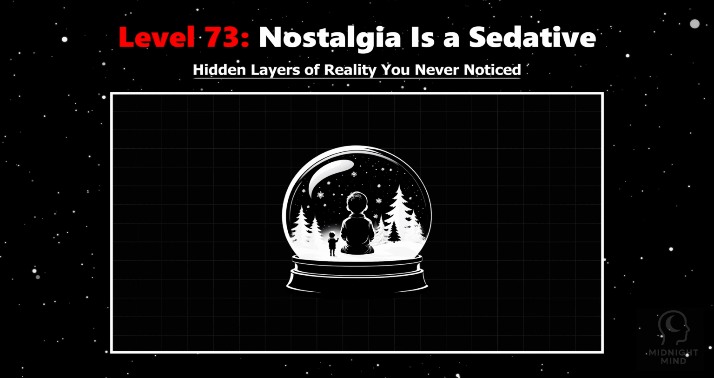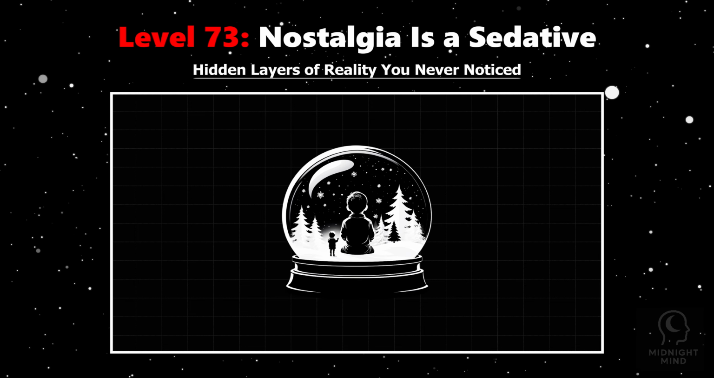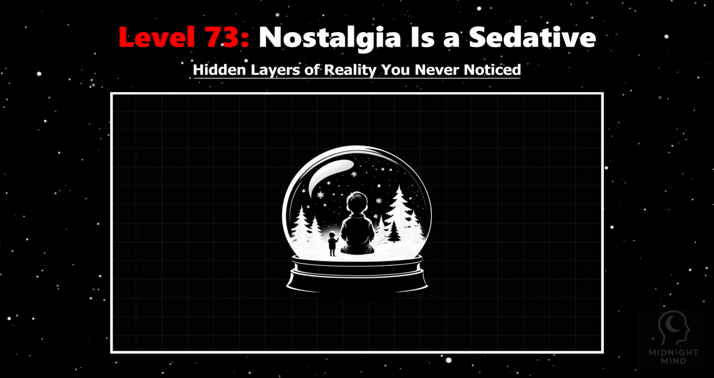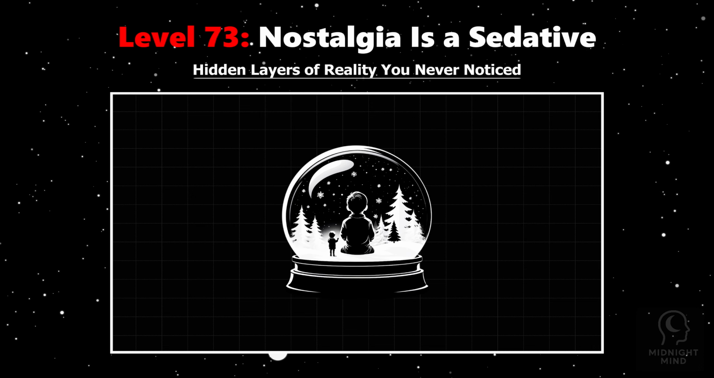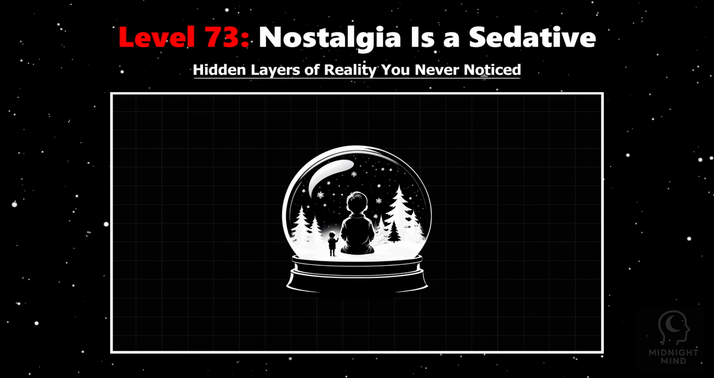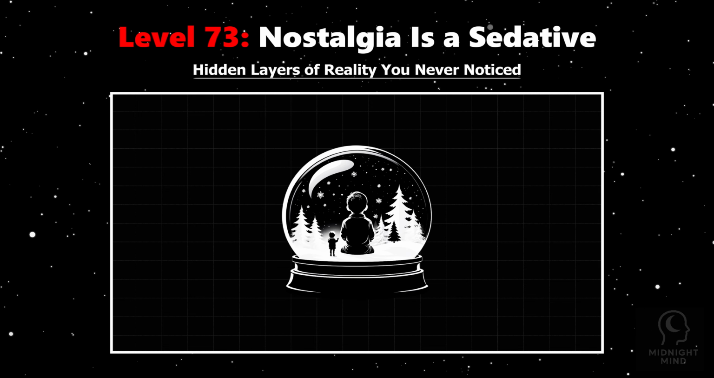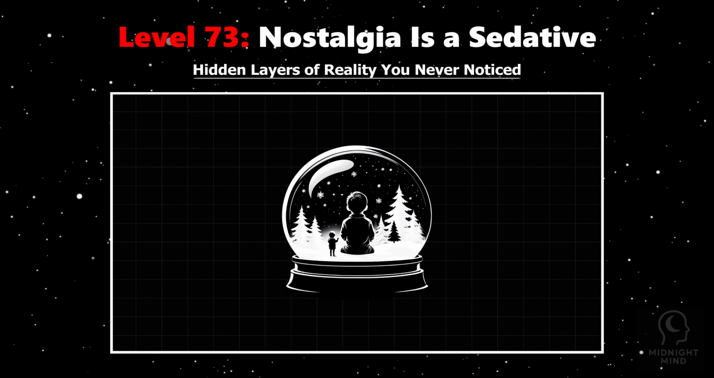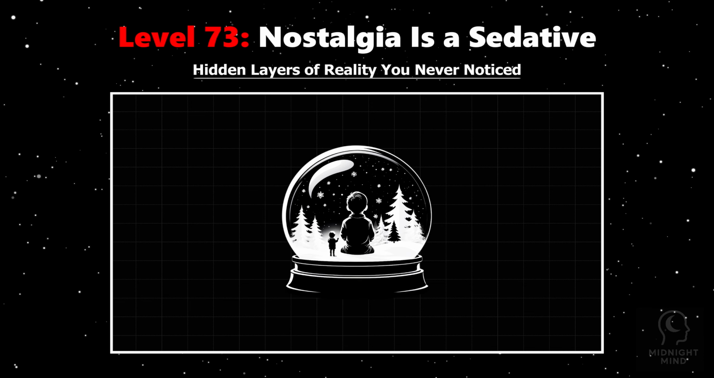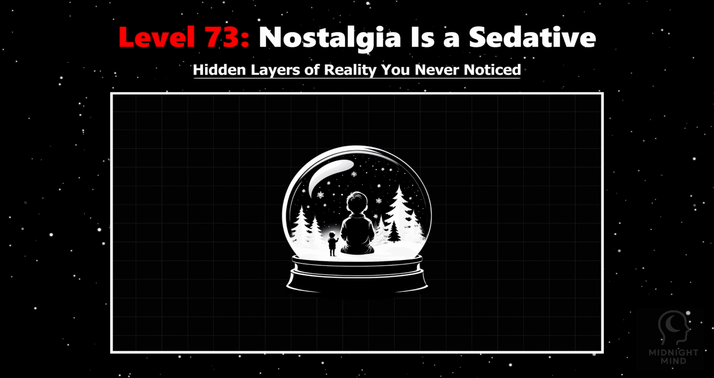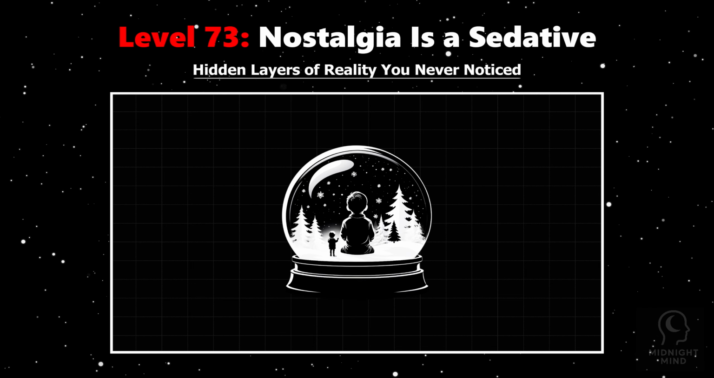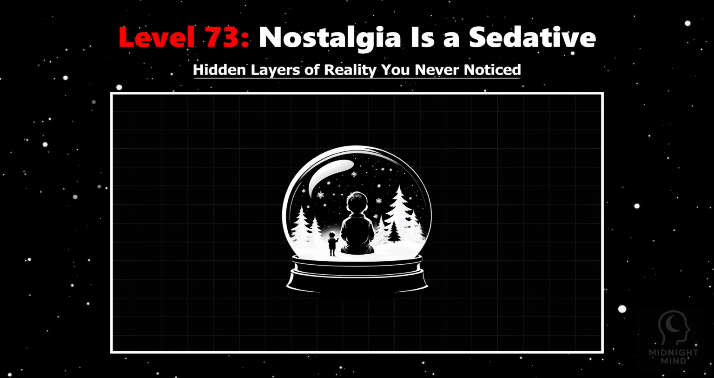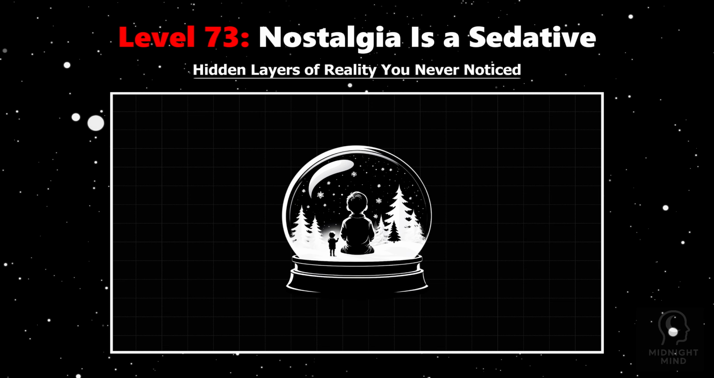Nostalgia isn't merely memory, it's a sedative, a soothing balm that numbs present pain by recalling who you were before life's losses and betrayals reshaped you. Psychologists explain that nostalgia activates the brain's reward centers, releasing dopamine and oxytocin, chemicals tied to pleasure and bonding. This biochemical cocktail reduces stress and loneliness, making the past feel safer and more comforting than the unpredictable present.